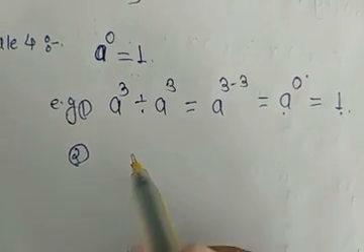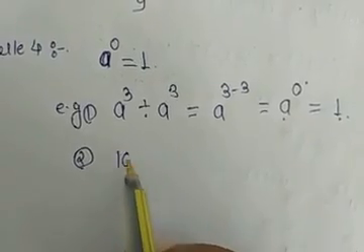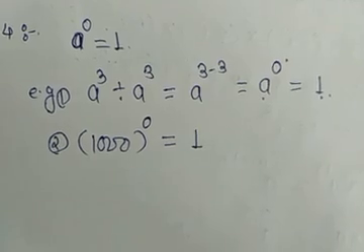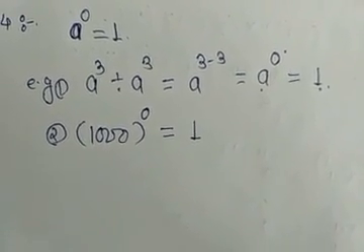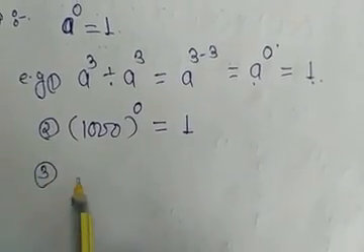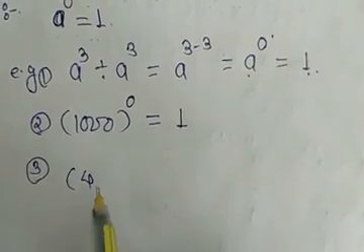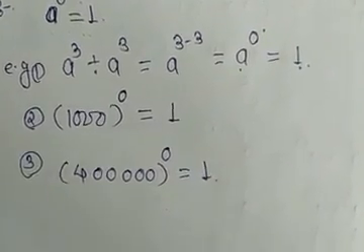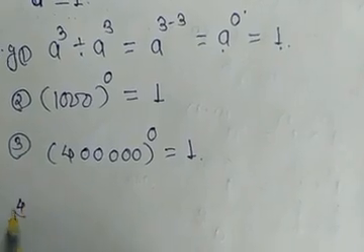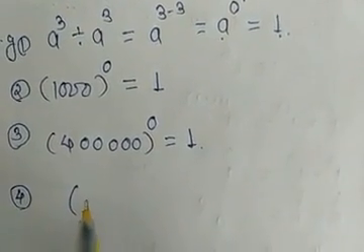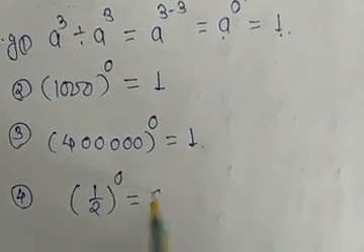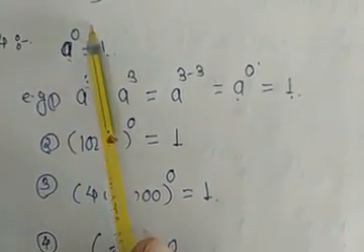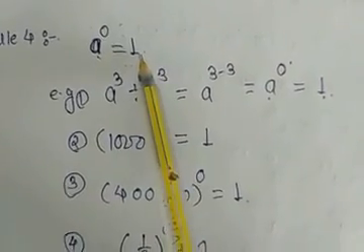Okay. Consider the next example. If we consider 1000 raised to 0, its value will also be equal to 1. Or we consider 4 lakh raised to 0, its value will also be equal to 1. Or we take any value less than 1, which will be 1 half raised to 0, it will also be 1. Okay, that means if the base is any number and its power is 0, its value will always be equal to 1.